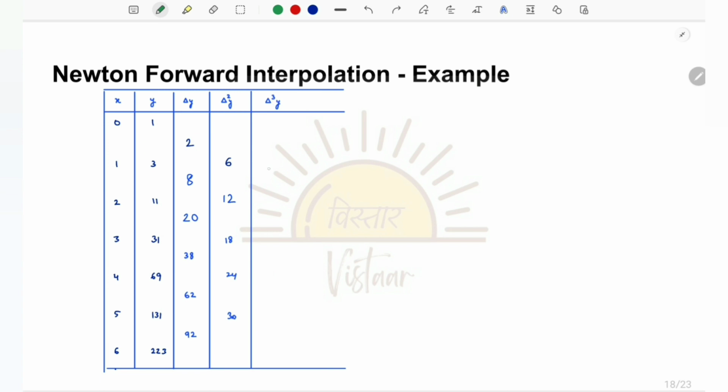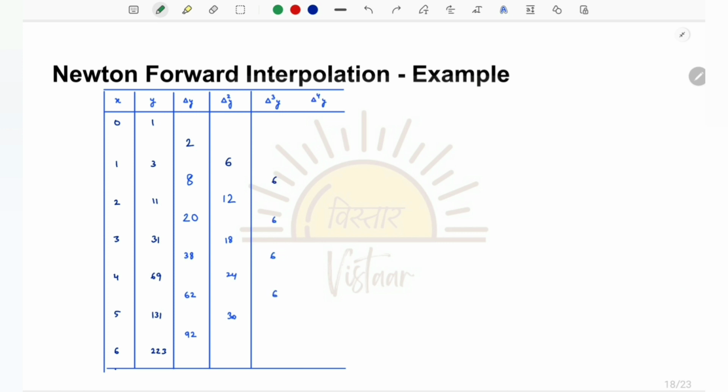So delta cube y will be based on delta square y. So first term will be 12 minus 6, that is 6. Next is 18 minus 12, again 6. Next is 24 minus 18, again 6. Next is 30 minus 24, again 6.